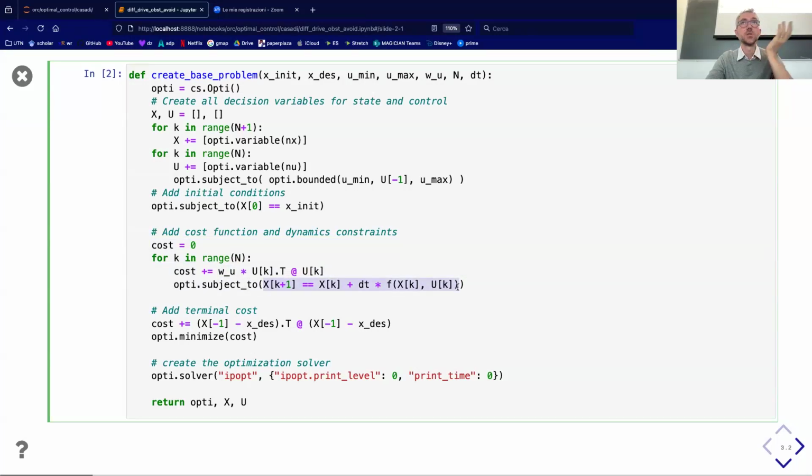We have the dynamics as a constraint. And we have a terminal cost, which is penalizing not reaching the desired state at the end of the horizon. And this comes without any weight. Since we have a weight for the cost on the control inputs, we don't need a weight for the terminal cost. We can just scale WU to have whatever ratio with respect to the terminal cost that we want. So it would be redundant to have a weight also for the terminal cost.